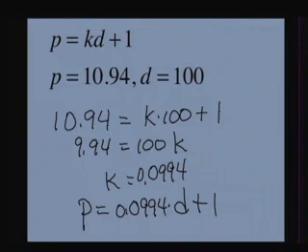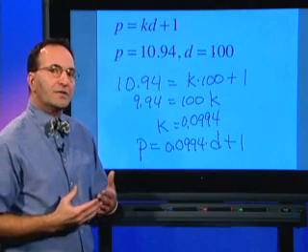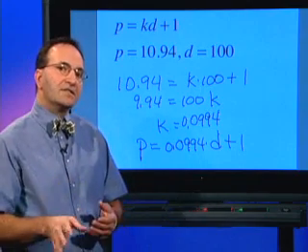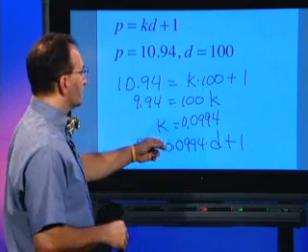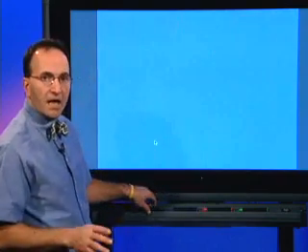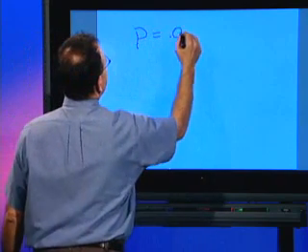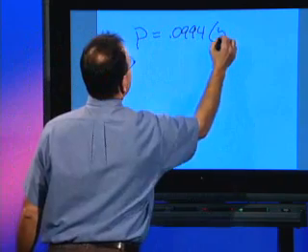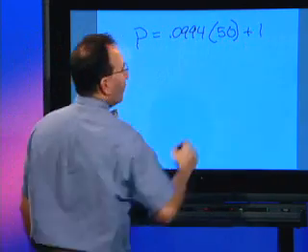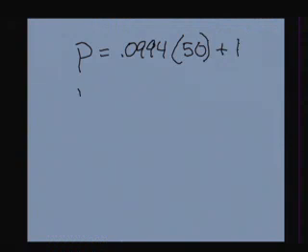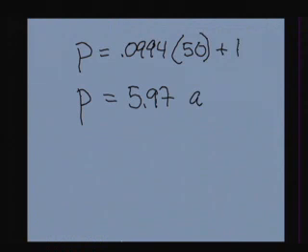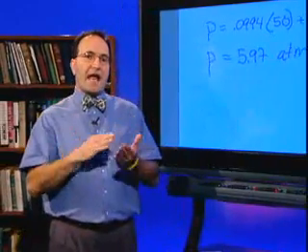All right, so now what they've asked us to do is to actually find what the pressure is at a depth of 50 meters. So to do that, we need to take our equation, which is pressure equals 0.0994 times 50 for the depth plus 1. So when we work out the math, we'll find that the pressure is equal to 5.97 atmospheres. So that was an example of where we did an application of linear equations to a word problem.